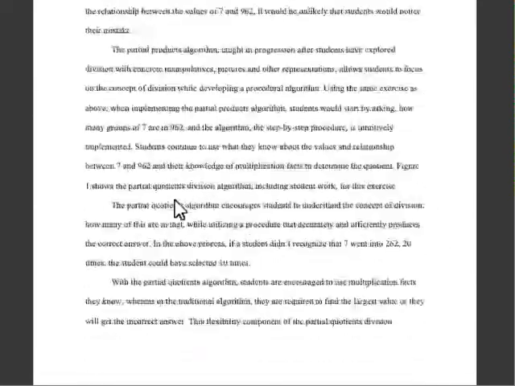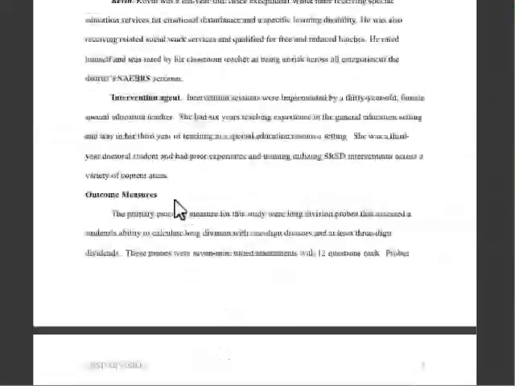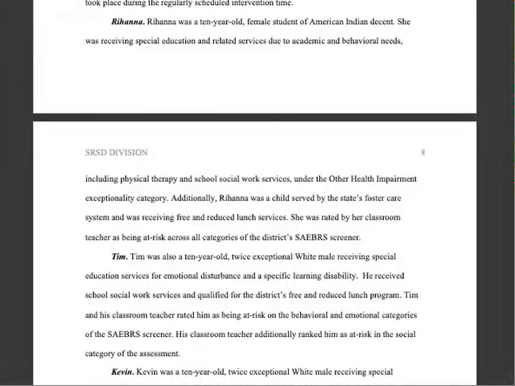Where would it be? Oh, I can find one here. So in this manuscript, if I go down to participants, you will see that, and don't ever use their real name.